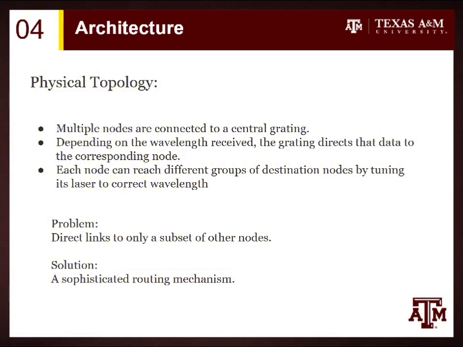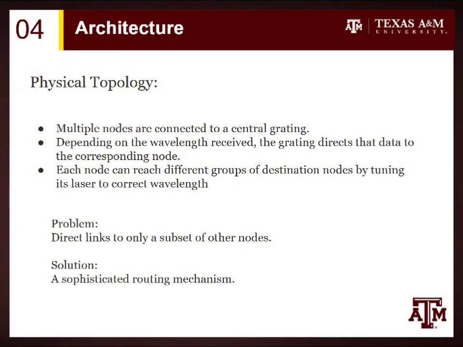Each node can reach different groups of destination nodes by tuning its laser to the correct wavelength. This network architecture makes it possible to scale to thousands of nodes. Since we use optical fibers, it's very fast, and nodes can directly connect to other nodes in one step. But nodes only have direct links to a particular subset of nodes.